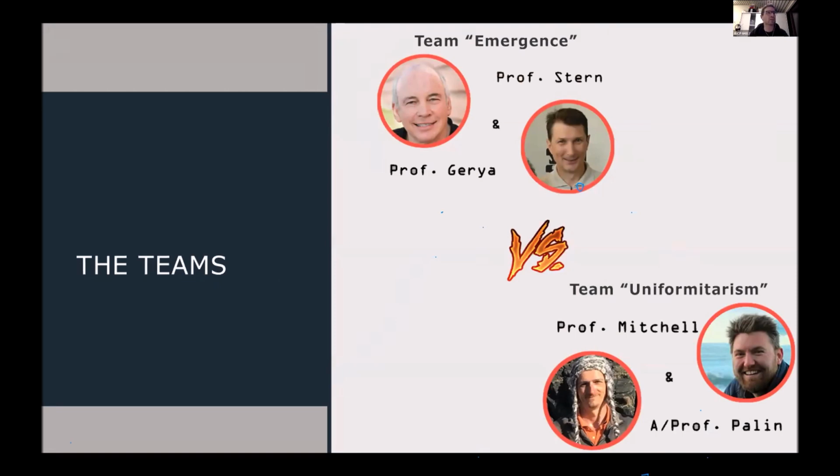The first team, what I call Team Emergence, is made by Professor Stern and Professor Guerilla, versus the team of uniformitarianism, per se, by Professor Ross Mitchell and Associate Professor Richard Palin. So a bit of an introduction about the contestants for today.